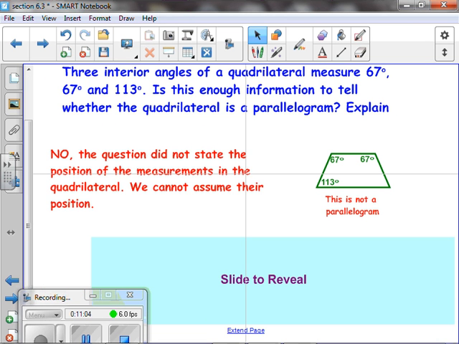This trapezoid here. If we had 67 here, 67 here, 113 here, and then 113 over here, that totally works, but we have a trapezoid instead of a parallelogram. So with these two options, there's not enough information to actually say that it's a parallelogram. It depends on what the order of the angles is. So that's a good thing to keep in mind.